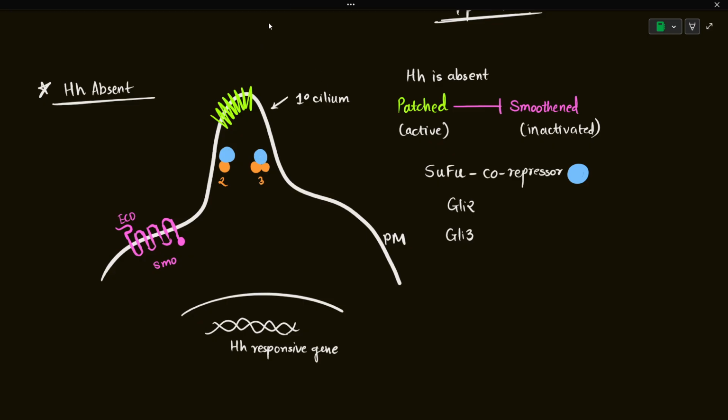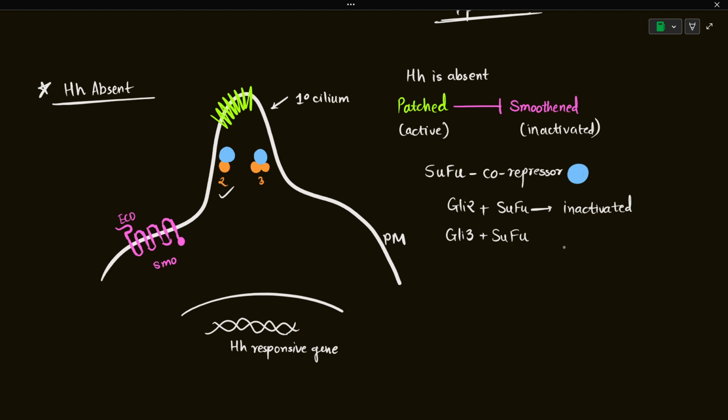Okay, so this will inactivate GLI2 protein, and it will be present in this SUFU-bound form inside the cytoplasm. So GLI2 will bind to SUFU and get inactivated, so that it cannot go and act as a transcription activator, and that is why the HH responsive genes will be silent. Whereas GLI3 protein also binds to SUFU protein, and what happens here is that GLI3 is going to act as the repressor.